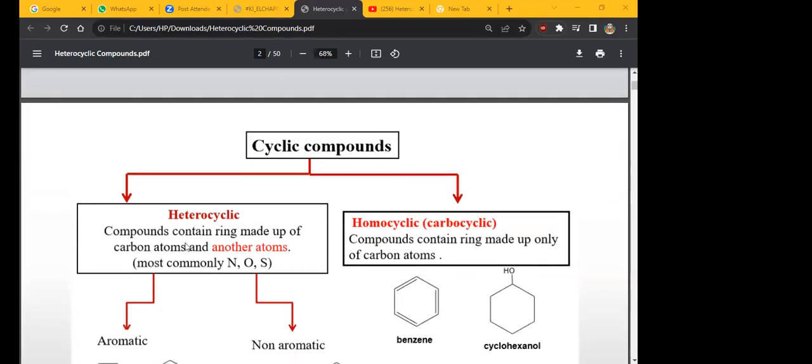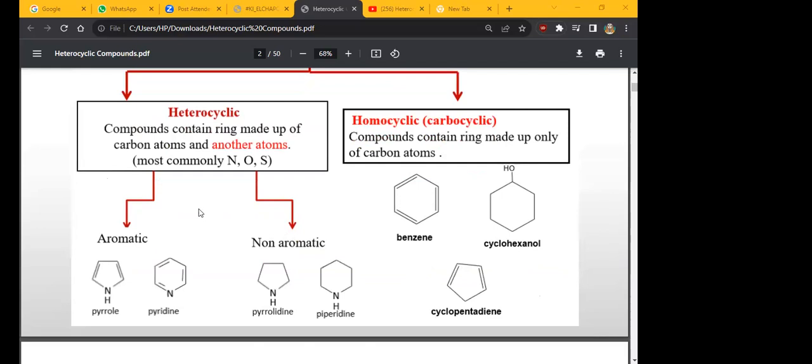We have heterocyclic compounds. These are compounds that are made up of atoms that are not carbon, like nitrogen, oxygen, or sulfur. And then we also have homocyclic compounds. These are compounds that are rings in nature, but they're not bonded to other atoms like nitrogen, oxygen, and sulfur. So the heterocyclic compounds are broken down into two.